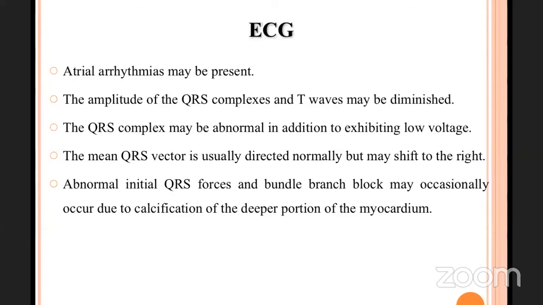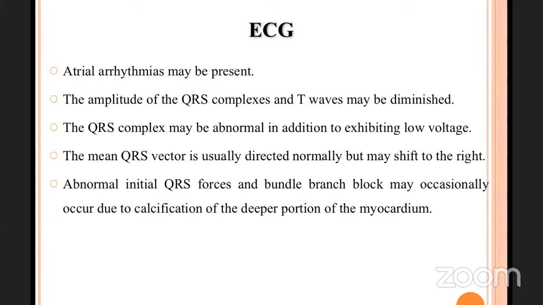No LVH, no RVH pattern. On the contrary, voltage can be low, and there is a generalized T wave inversion. If all these signs are present, more likely to be a constrictive pericarditis. But then you cannot bet on it, only on the electrocardiogram.